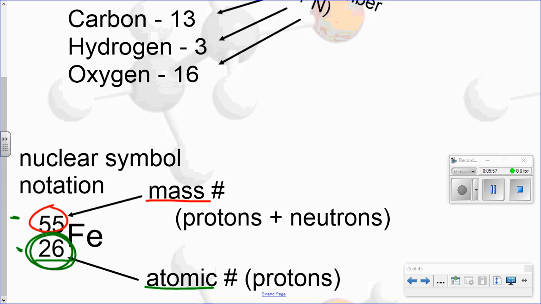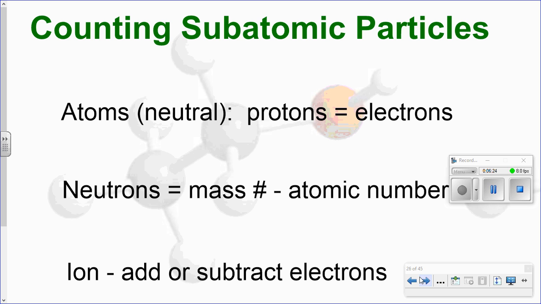How many neutrons? Do you know what to do? Well, if this is protons and neutrons, and this is just protons here, then you just subtract the two. Okay? 55 minus 26, that's 29 neutrons. Okay? 29 neutrons. All right, so you just subtract those two numbers. They're all lined up for you.